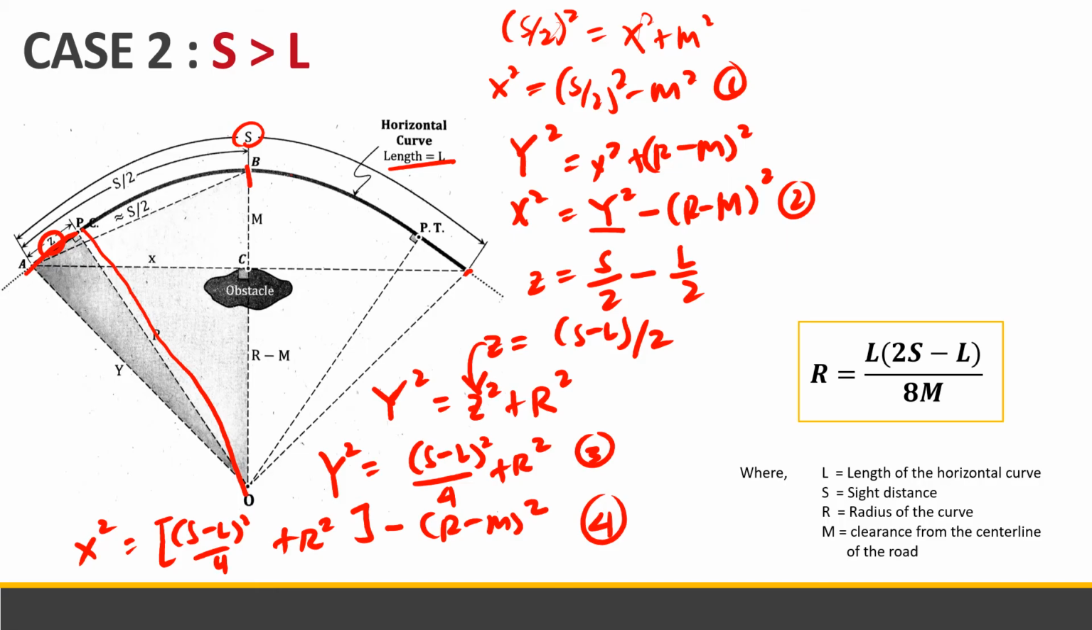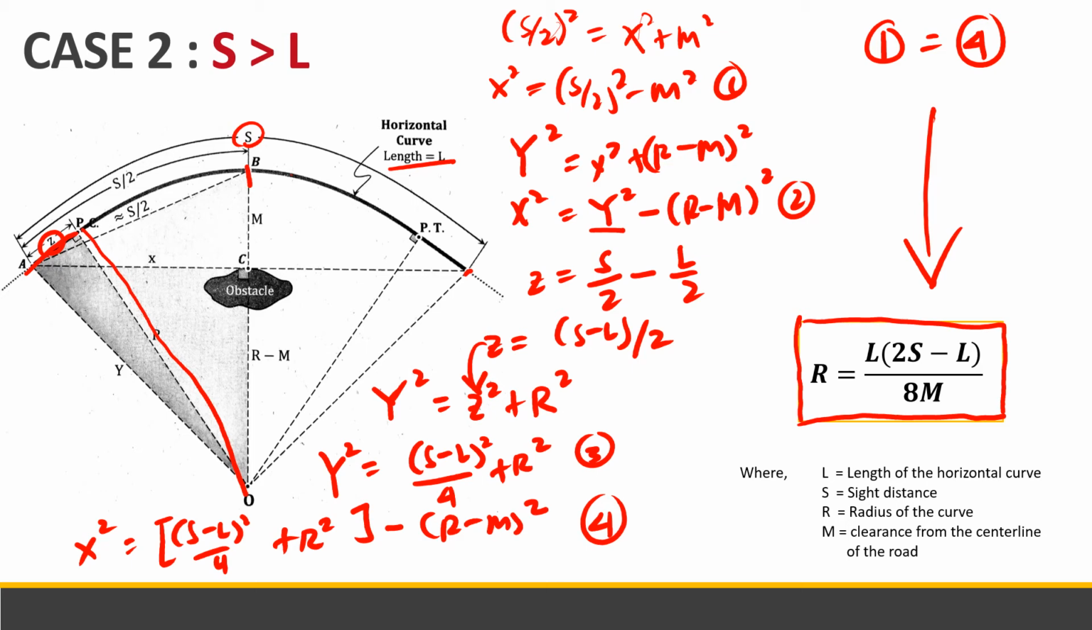So equation 1, equate natin doon sa equation 4, and magiging ito yung equation natin. So r is equal to L times (2s minus L) over 8m. So still gagamitin natin yung middle ordinate kasi this defines the clearance from the center of the road dun sa gilid ng daan, or yung if there is an obstacle. So that is for case 2.